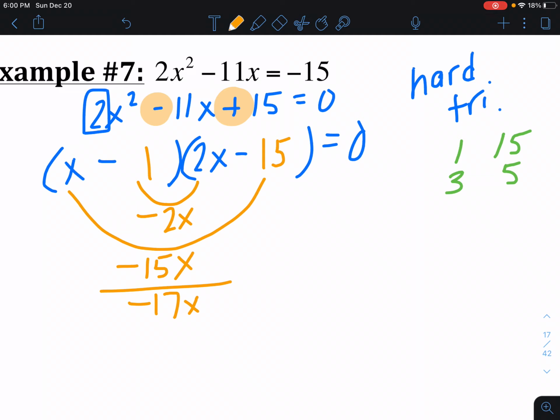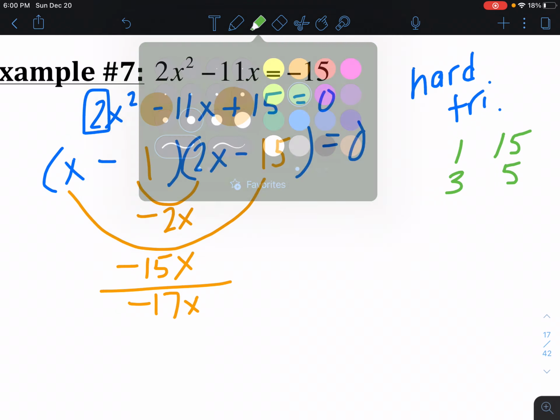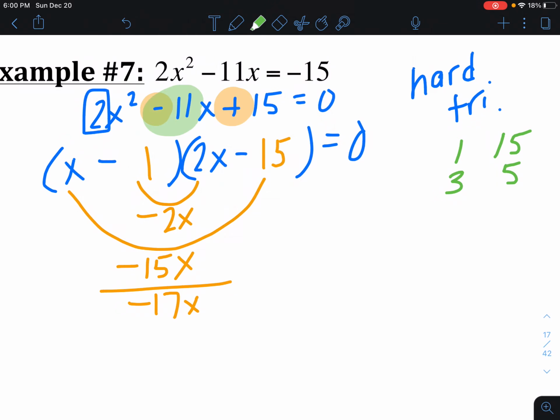Now, I know that this is not good. My check fails because you need them to add up to negative 11x after you do the O and I of FOIL. So 1 and 15 is not going to work. Maybe we reverse the order. Let's try that. 15, then 1.